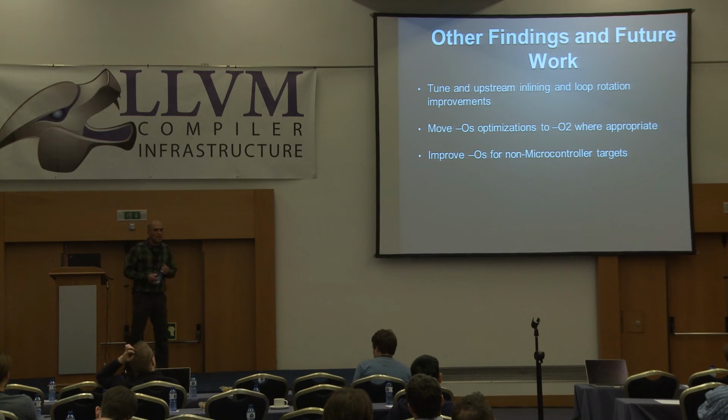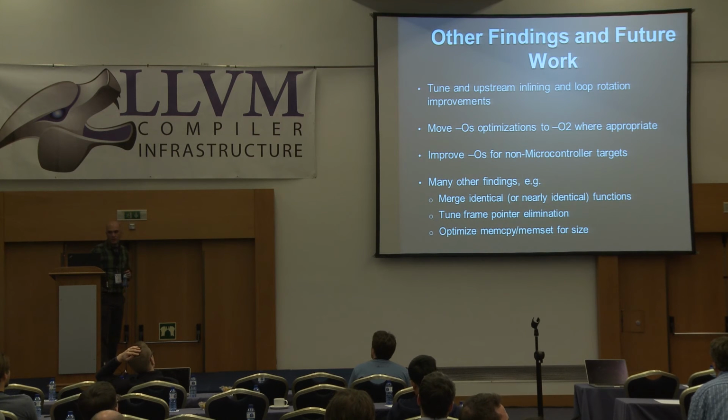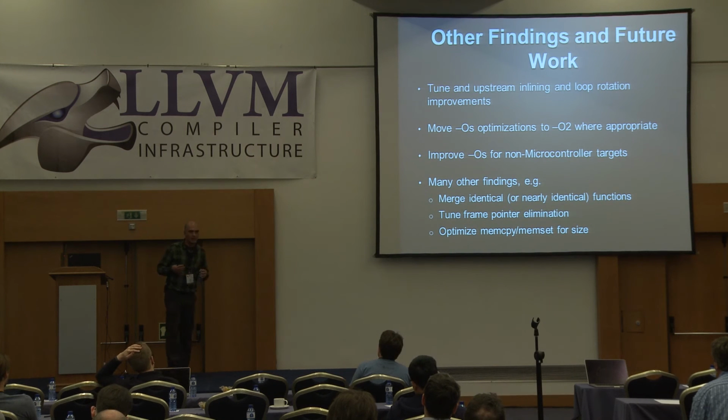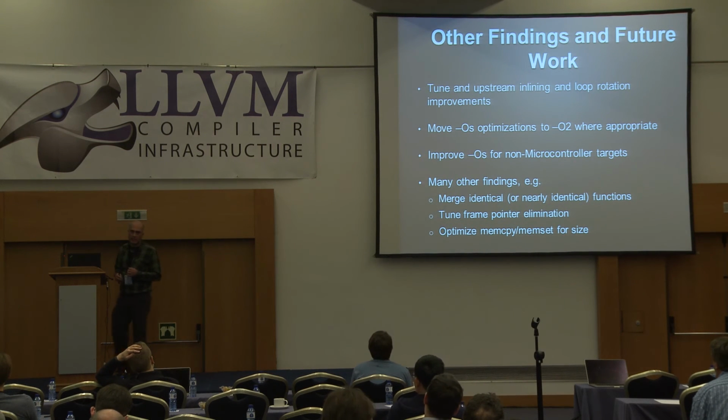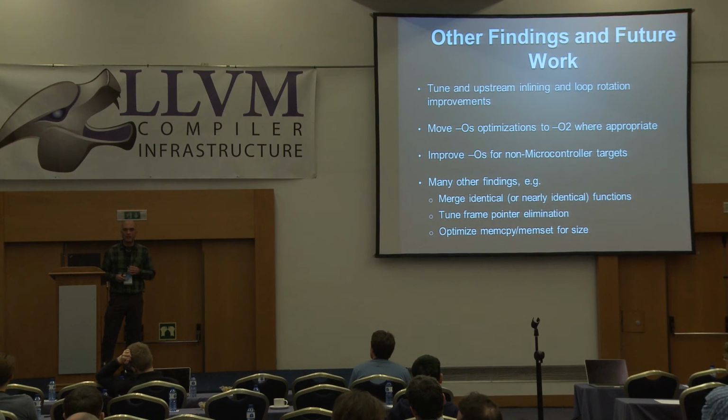As I mentioned, we were not sure why LLVM was so large for simple -Os, so we plan on following up on that. We also documented a whole bunch of other findings that we'd like to explore, and here we mention three of the significant ones. There's existing code out there that tries to merge identical or near identical functions. We plan on playing around with that. We already did a little bit. There are some opportunities we found by being able to tune frame pointer elimination. And finally, we've also seen some opportunities in the way memset and memcpy get lowered or re-rolled that can help code size.